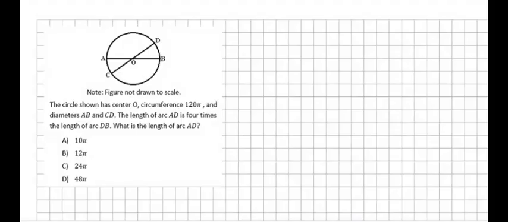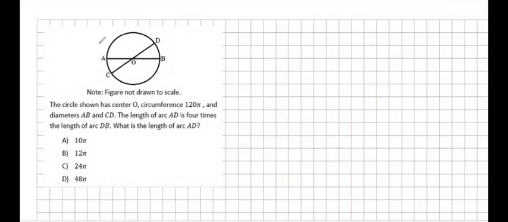In this question, we have the circle, and A, B and C, D are diameters. The question says the circle shown has center O, circumference 120 pi, and diameters AB and CD. The length of arc AD is 4 times the length of arc DB. So here AD is 4 times DB, which is this part. And what is the length of AD?